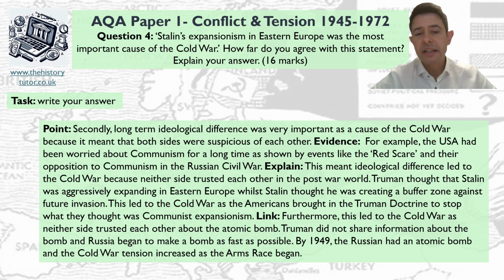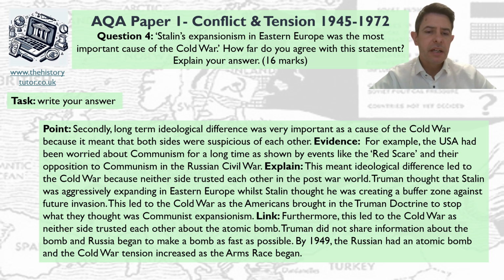Truman thought Stalin was aggressively expanding in Eastern Europe, while Stalin thought he was creating a buffer zone against future invasion. You could link to Germany invading 3 times in recent years: First World War, Civil War, and Second World War, if you're not quite sure what those invasions were. This led to the Cold War as the Americans brought in the Truman Doctrine to stop what they thought was communist expansion. Okay, so that's fairly similar to what was sort of written above already.